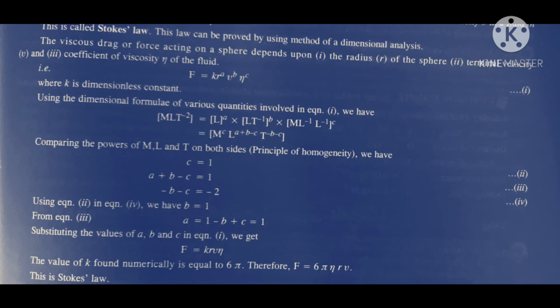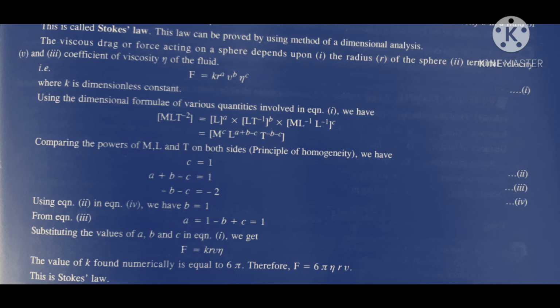Now we use equation 2 in equation 4. After solving this, we get b equals 1. The value of b equals 1 and c equals 1. Now we calculate the value of a. From equation 3, we substitute the value of c and b. Therefore, small a equals 1 minus b plus c, which equals 1 by substituting the values of c and b.